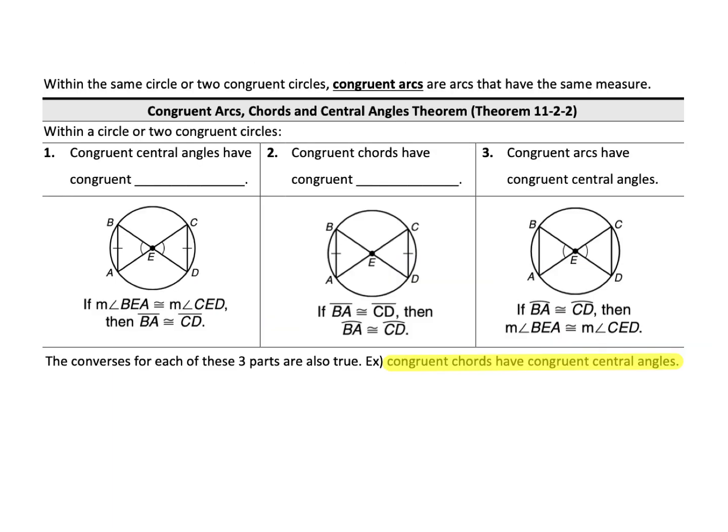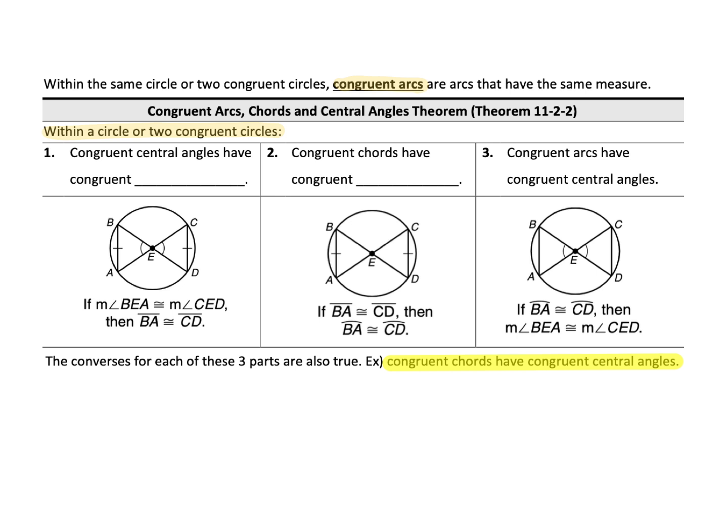The last example that we're going to look at here in the day one portion of lesson 11.2 involves congruent arcs, congruent chords, and congruent central angles and how they're all related. This theorem talks about congruent arcs within the same circle or two congruent circles. Congruent arcs are arcs that have the same measure. So this theorem only applies if we stay in the same circle or we're in two congruent circles, meaning two circles that have the same length radius.